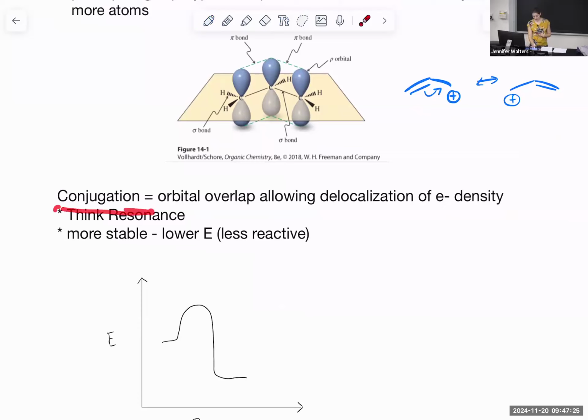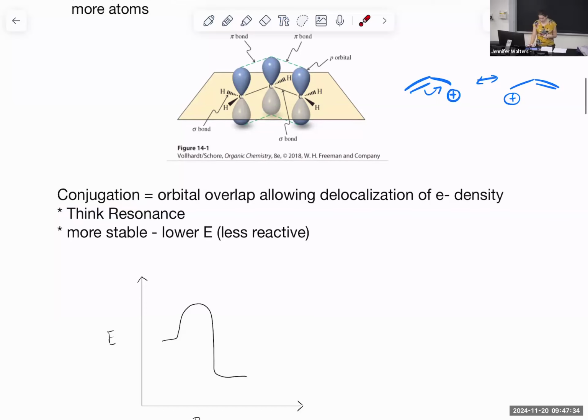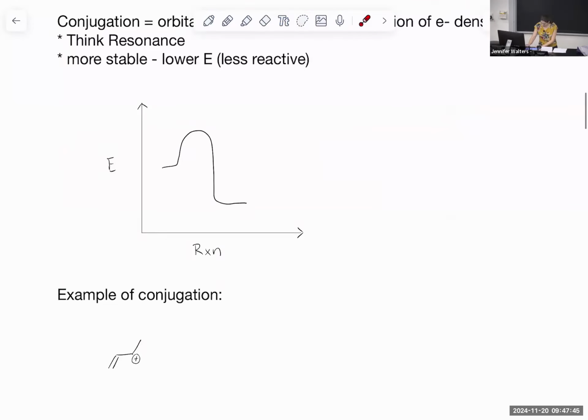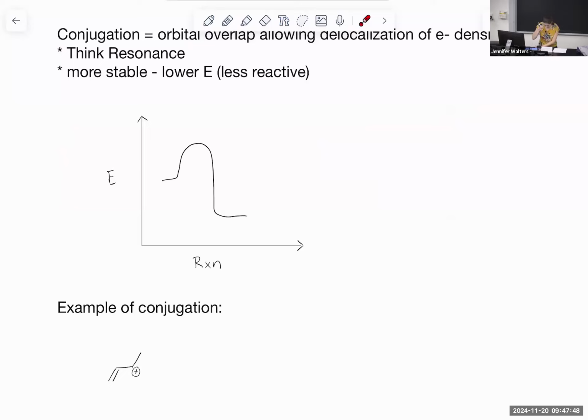Those are the conjugation, which is that orbital overlap through the unhybridized p orbitals, the delocalization of the electron density. And the reason that we want it is because it makes everything more stable, makes it lower in energy. So if we're looking at something where I have higher energy, lower energy, if you can get here, this would be the conjugated form.